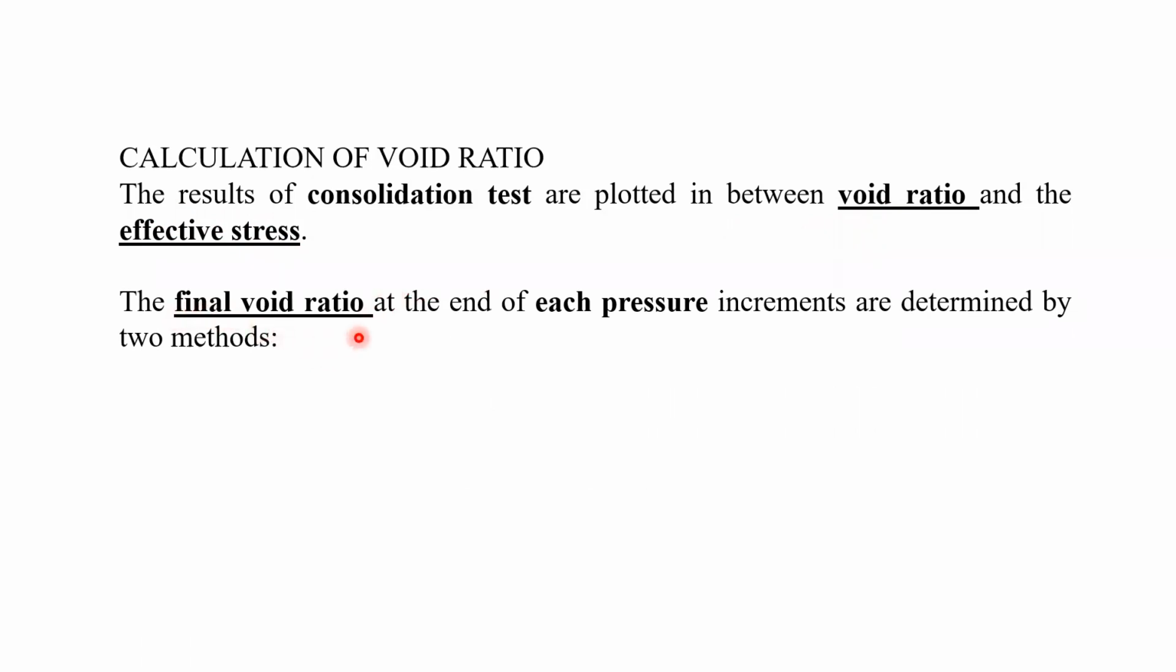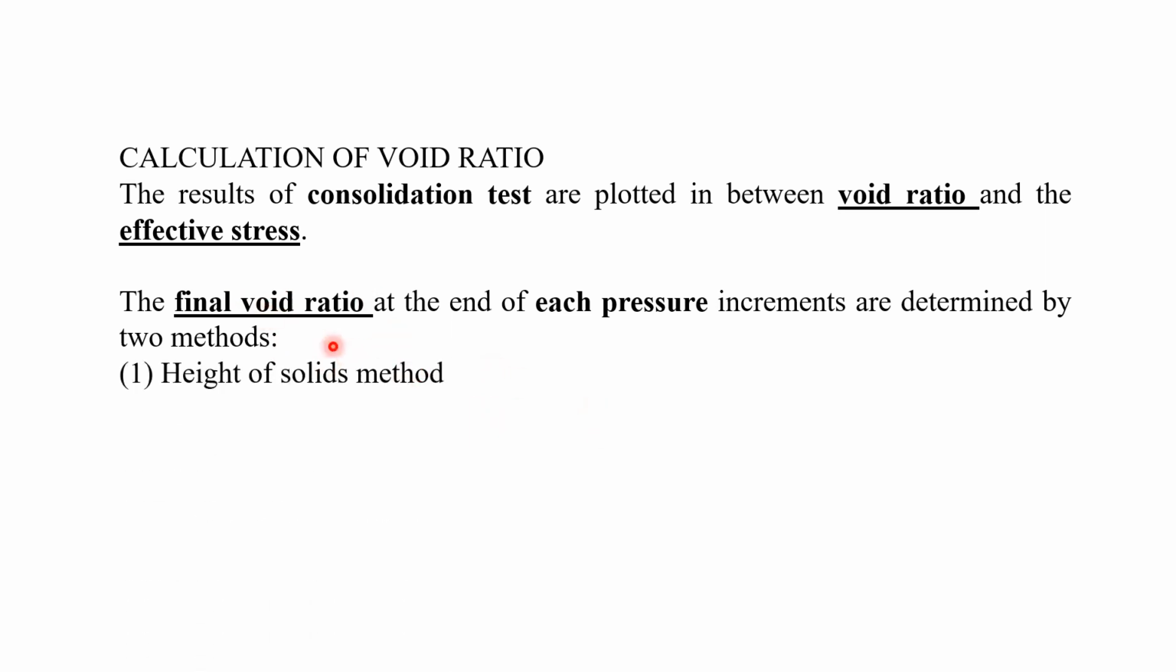See, the final void ratio at the end of each pressure, that means you are going to continue the first experiment for 24 hours, so what will be the final void ratio for each load? For 10 kilonewton per meter square, what will be the final void ratio? For 20 kilonewton per meter square, what will be the final void ratio? So how can we determine it?